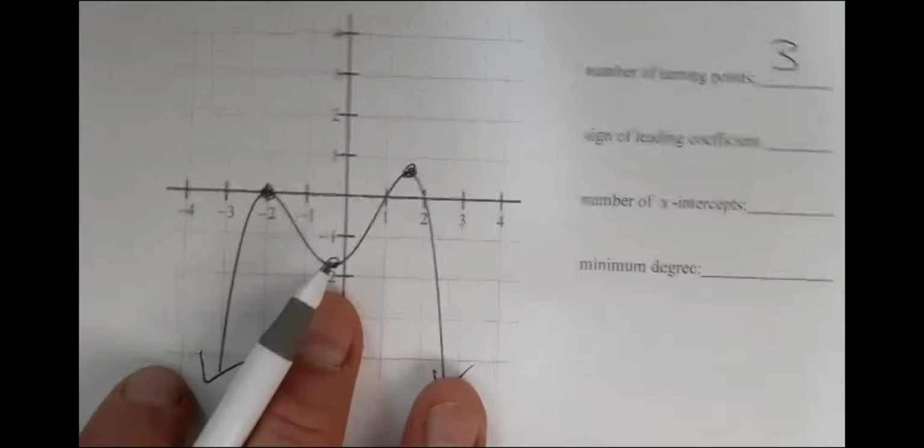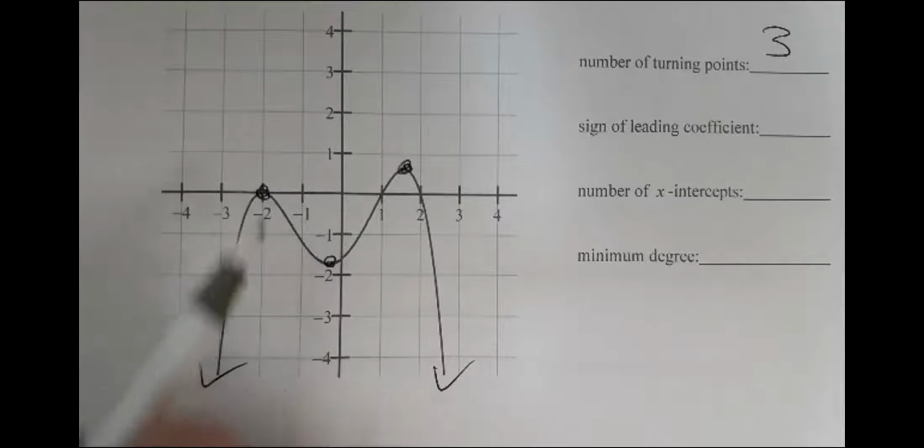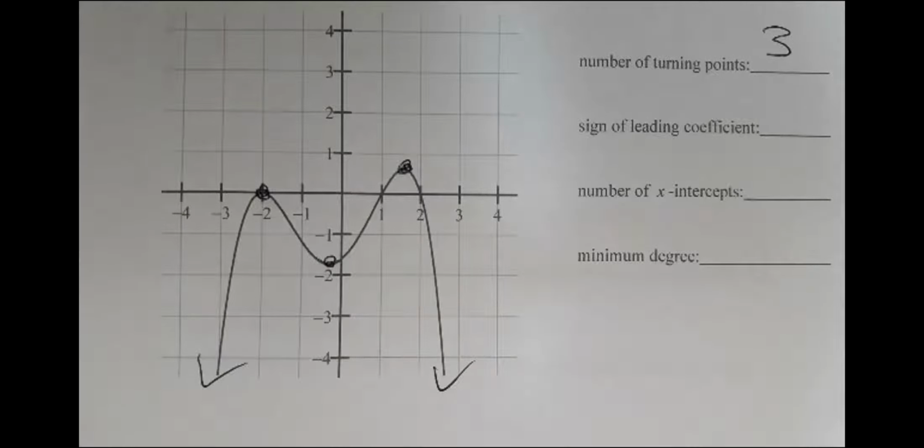This looks like it is going to be an even degree function. And the sign on it would be that it is a negative even function. So this looks like an inverted parabola.